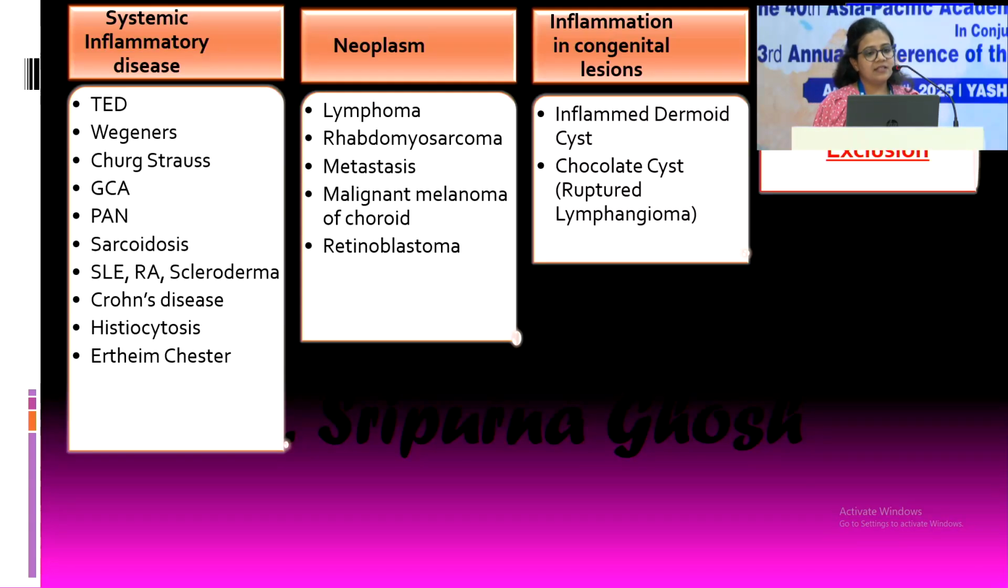Rootman has classified hot orbit in the form of systemic inflammatory disease, which may be thyroid eye disease, Wegener's granulomatosis, neoplasm, which may be rhabdomyosarcoma or lymphoma, or any congenital lesions which have been secondarily infected or inflamed. And NSOI, the reason why I have put NSOI last is because it is a diagnosis of exclusion.